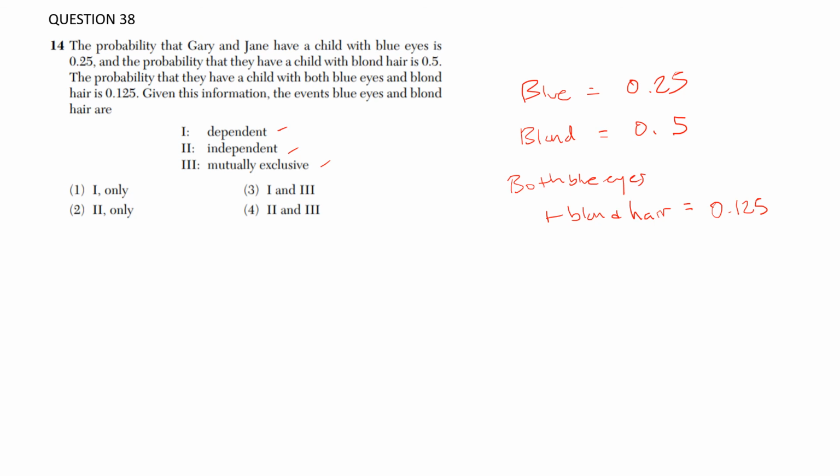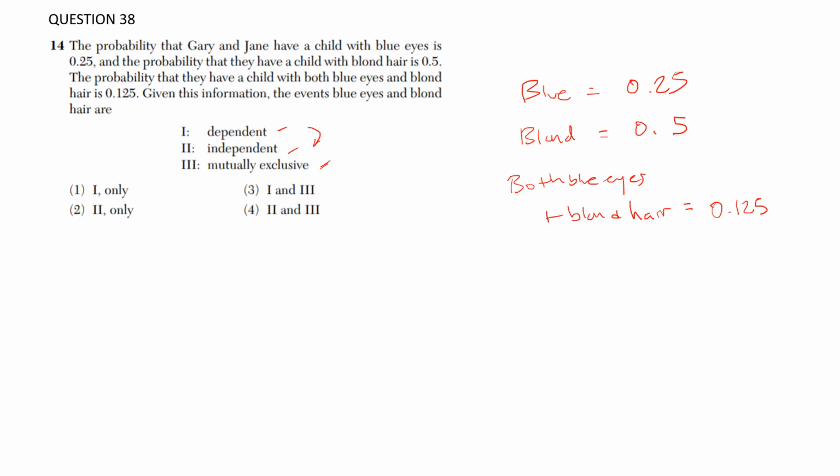So we have to start defining these terms first to better understand them. Okay, dependent means if one happens, it will affect the other one. On the contrary, we have independent, where if you had blue eyes, for instance, it has nothing to do with whether you're going to have blue hair. Mutually exclusive means if one happens, the other one can't happen, okay?